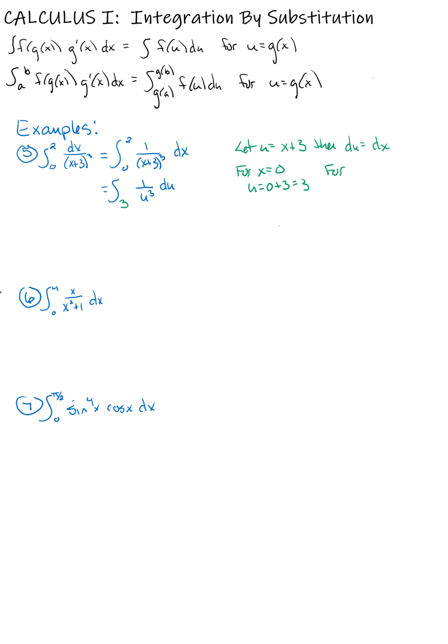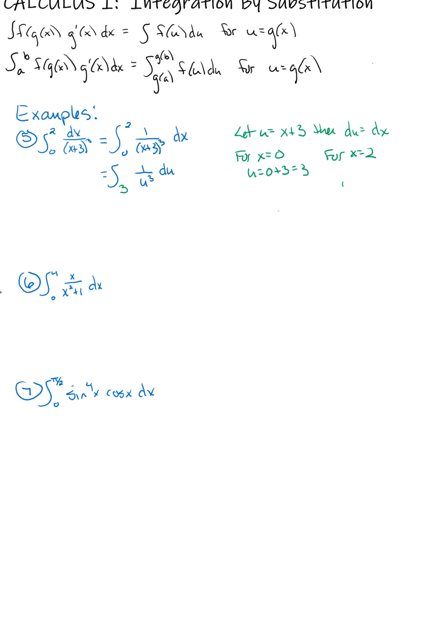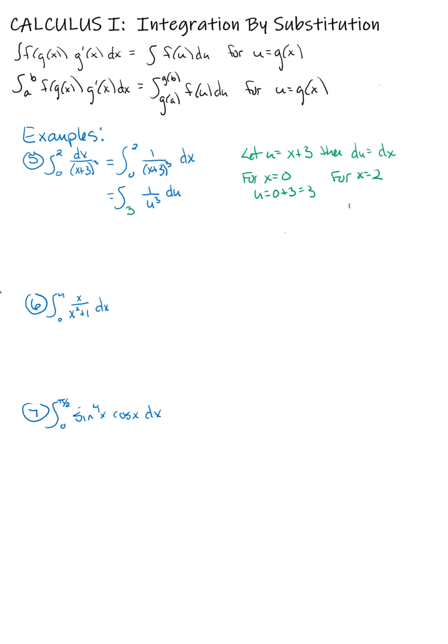For the other one, when x is equal to 2, so again I'm taking this upper limit of integration. For x equal to 2, u again is x plus 3, so that's 2 plus 3, which is simply 5. So my upper limit of integration is 5. So we changed our variables, and we changed our limits of integration. Now I can simply stay in terms of u. I don't have to change back to x's.